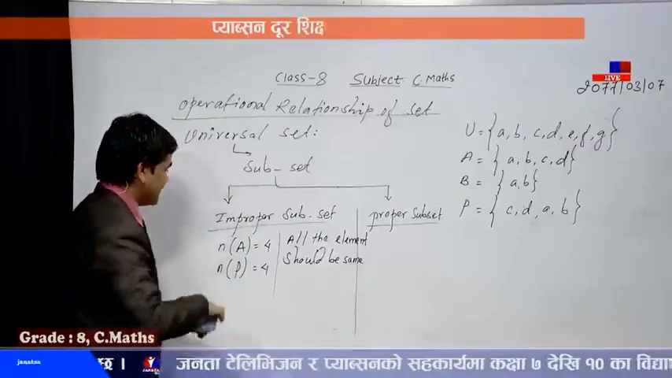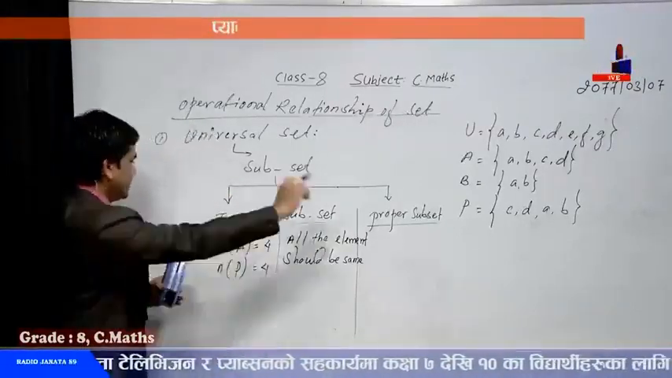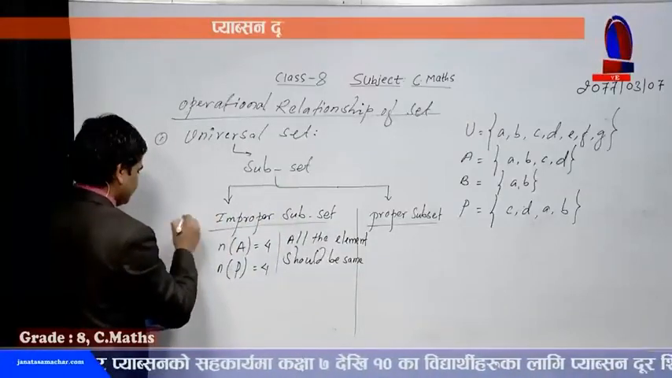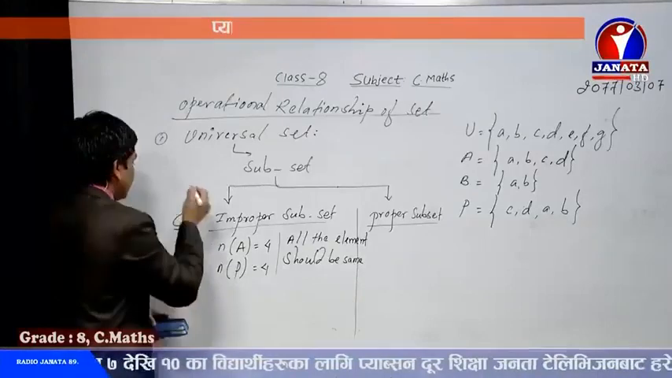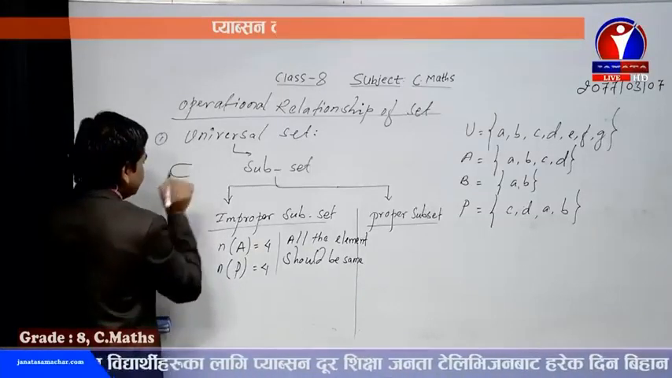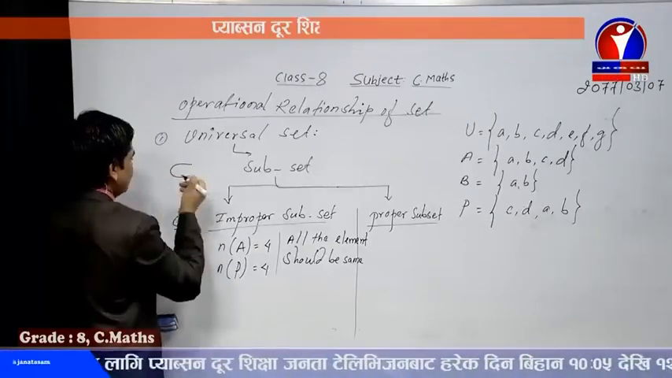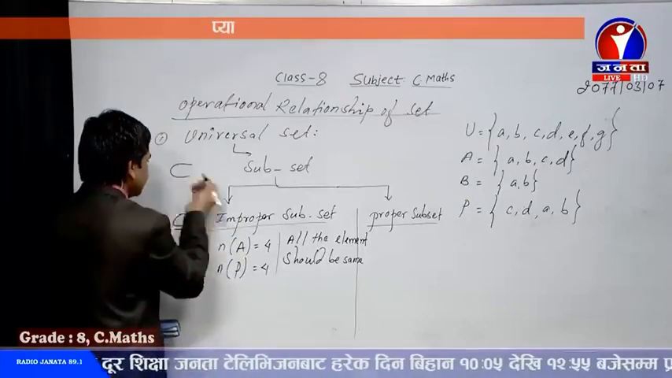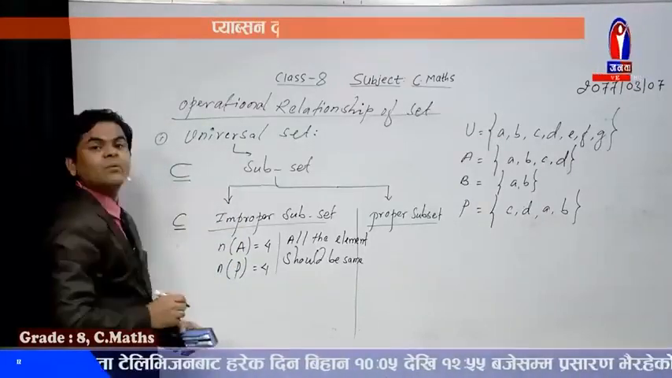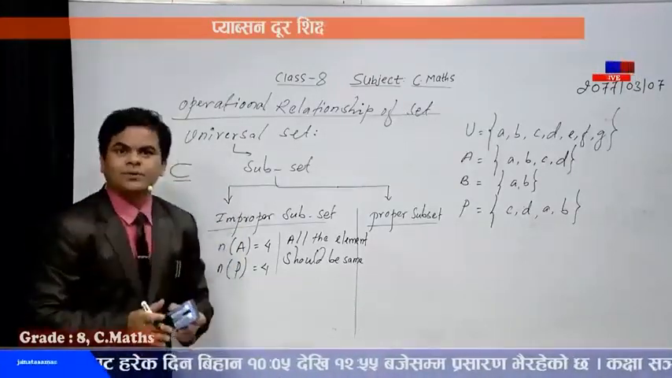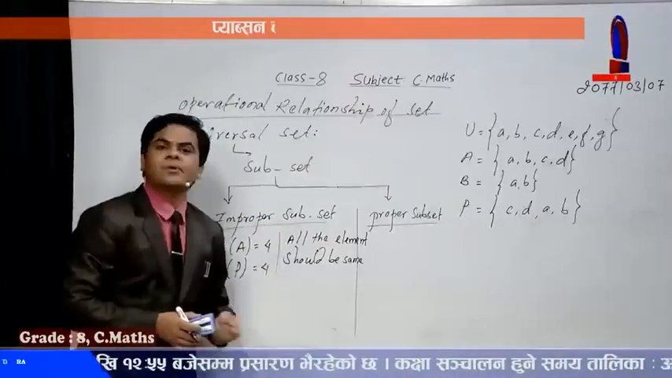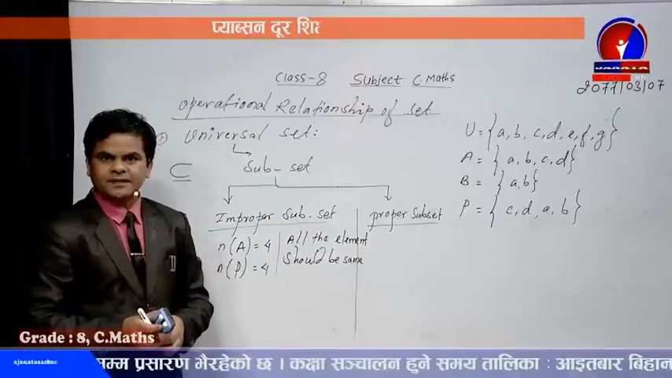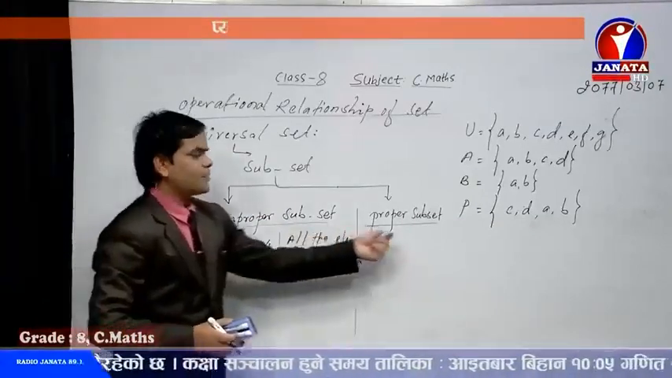And in order to denote an improper subset, dear students, we use this sign. This sign: the reverse of A towards the right side, and after that we keep an equal sign. So if we do so, then it is the symbol of the improper subset. Now let's go to proper subset.